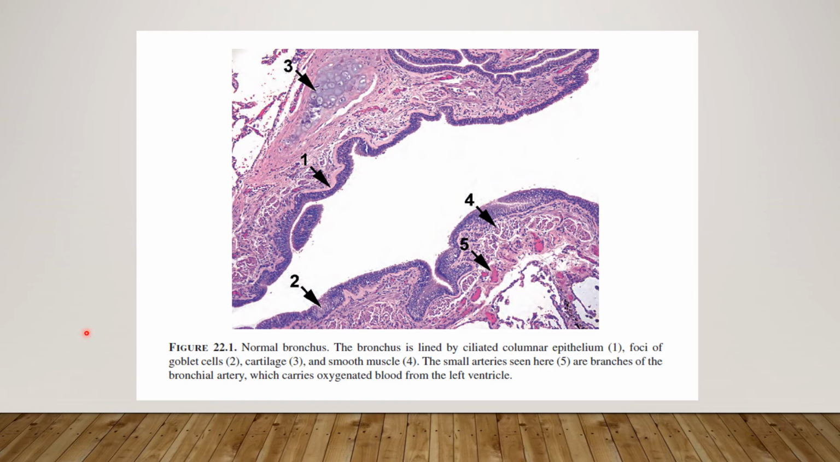So this figure shows the normal bronchus. This bronchus is lined by ciliated columnar epithelium. Then there are foci of goblet cells here, smooth muscle. This is the cartilage. Here there are smooth muscle and branches of the bronchial artery. They can be seen here. So these carry oxygenated blood from the left ventricle.